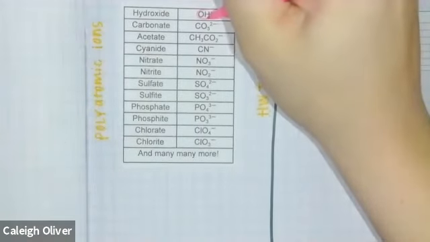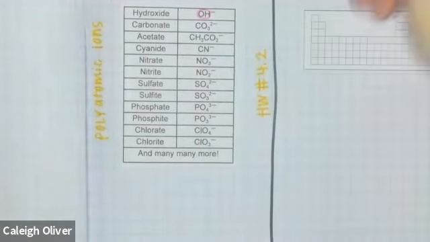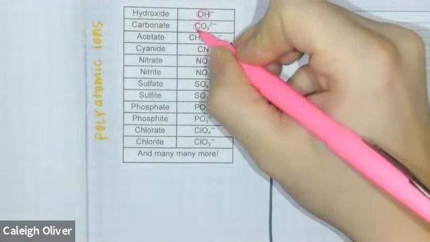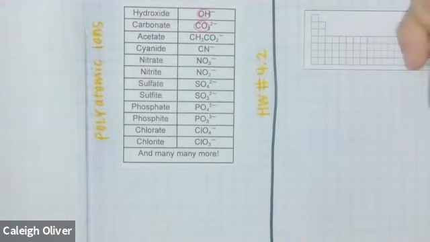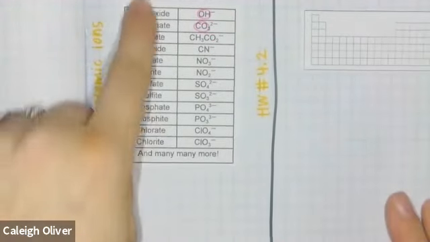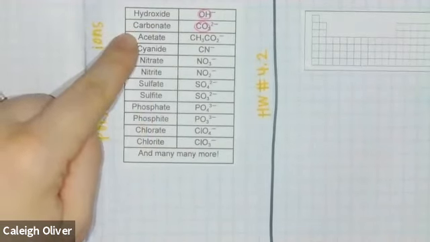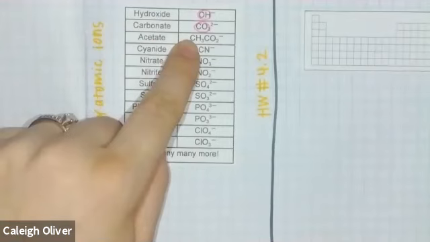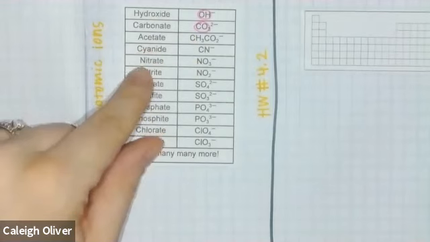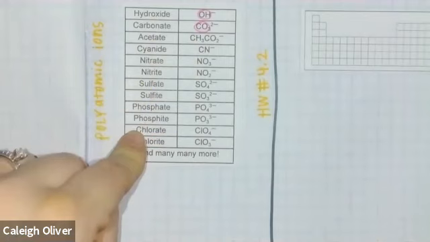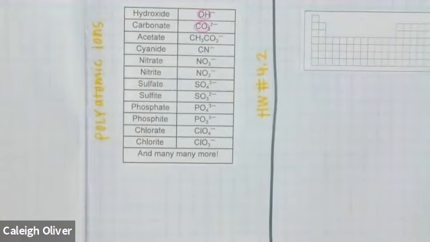OH together has a charge of 1 minus. CO3 together has a charge of 2 minus. And here are the names: hydroxide, carbonate, acetate. This one's written a little bit differently than what you're used to, but it's the same thing. Cyanide, nitrate, nitrite, sulfate, sulfite, phosphate, phosphite, chlorate, chlorite, and many, many more, but these are the only ones that you needed to memorize.